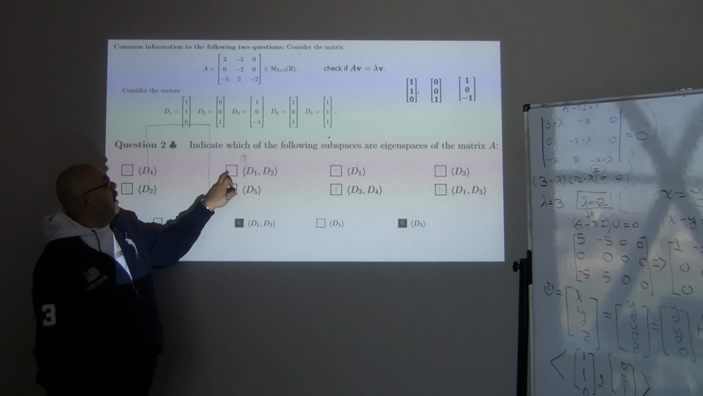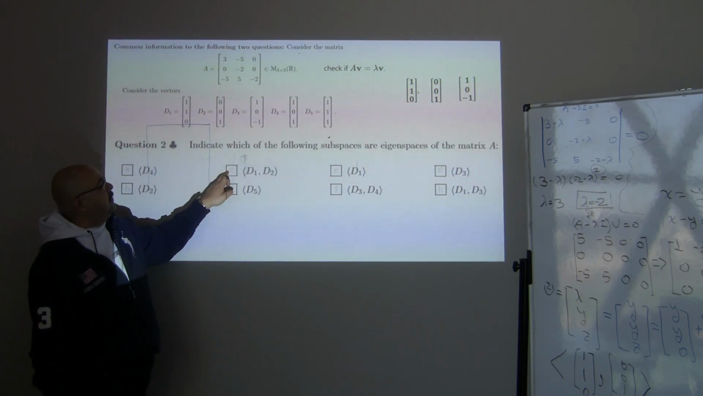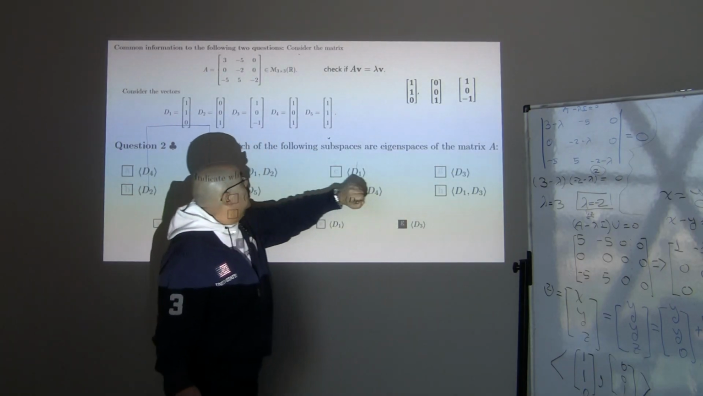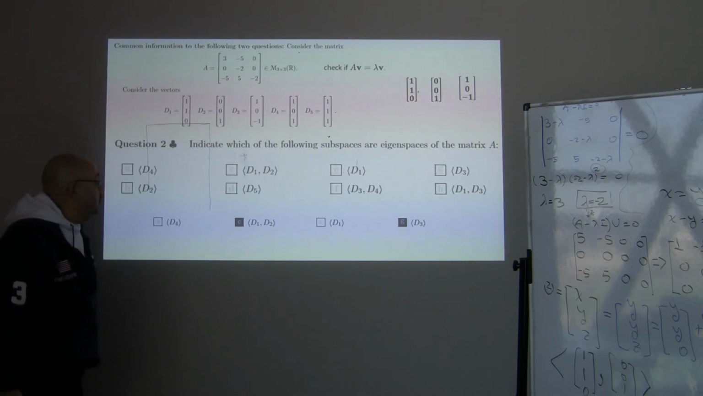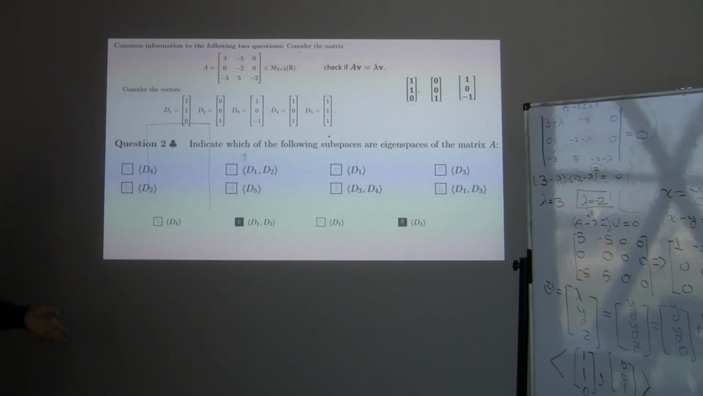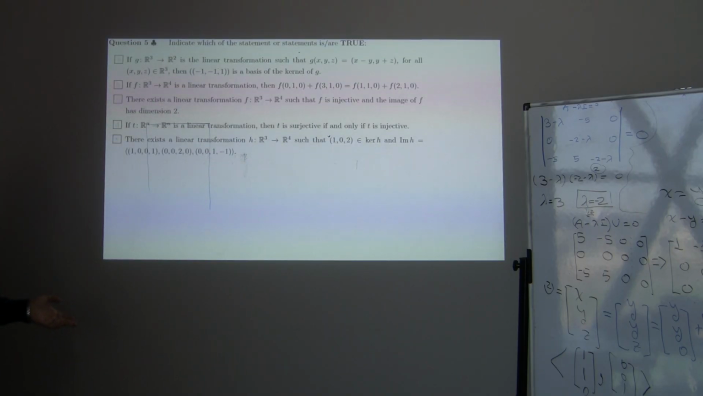C is correct. And also G, which stands for D3, which is 1, 0, and -1. So actually this is the second question. As you can see, it's related to the first. All you have to do is to get the set of eigenvalues and eigenvectors.